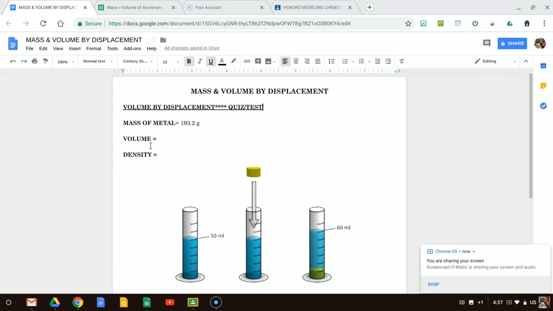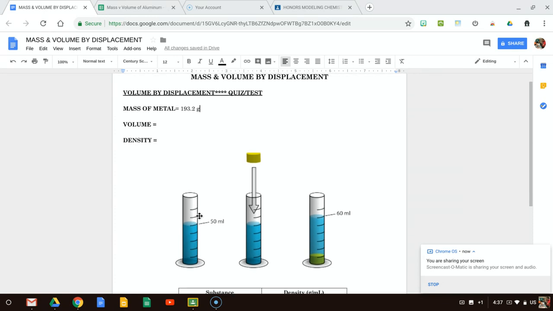Okay, so we have this unknown metal. I don't know what it is. And I have a mass, and it's 193.2 grams. Well, if I have a graduated cylinder and it says it's up to the 50 milliliter mark, what I can do is if I put my object in the graduated cylinder, the water will be displaced by a certain volume, right? And I'm going to call this volume by displacement. And so what happens is once I put this object in here, it takes up space, just like the liquid water takes up space. And a combination of the two give them a new volume.